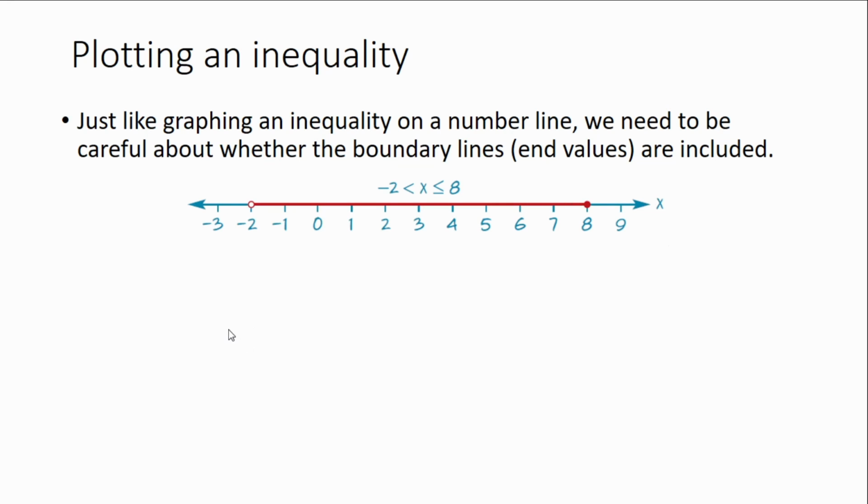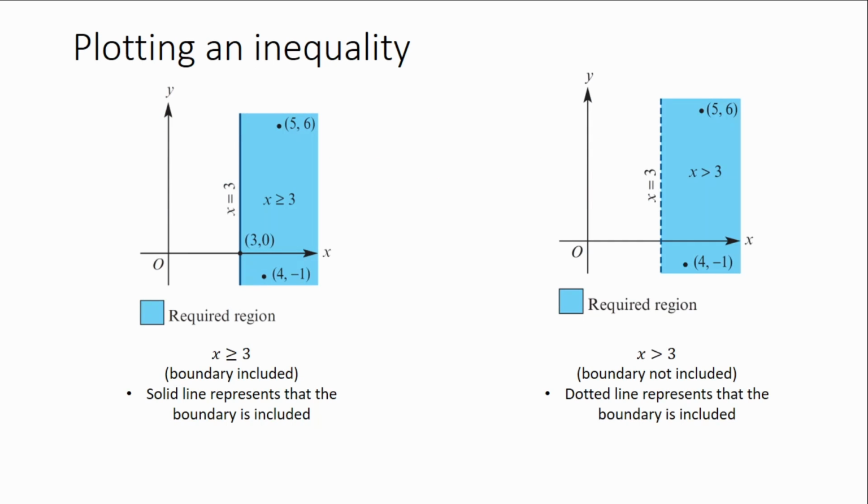So we need to do something similar when graphing this on a Cartesian plane. On the left, I've got boundary included, and on the right, I've got boundary not included. That's x is greater or equal to 3, and in this case, x is just greater than 3 and not equal to it. When the boundary is included, we use a solid line, which represents that the boundary is included. However, if it's not included, we use a dotted line. That shows that that point is not included. And the region that fulfills this criteria is shaded in blue. So that's the required region there.